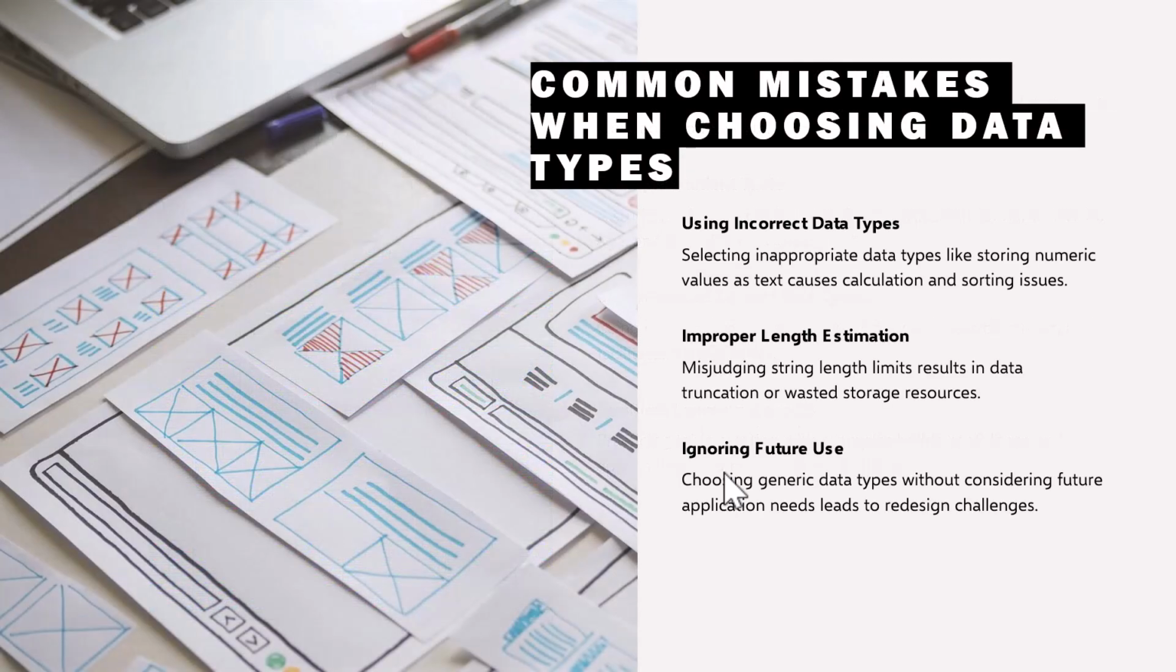There are some common mistakes when choosing data types. Selecting inappropriate data type, like storing numeric values as text, causes calculations and sorting issues. Misjudging string length limit will result in data truncation or wasted storage resources. Choosing generic data types without considering future application needs leads to redesign challenges.